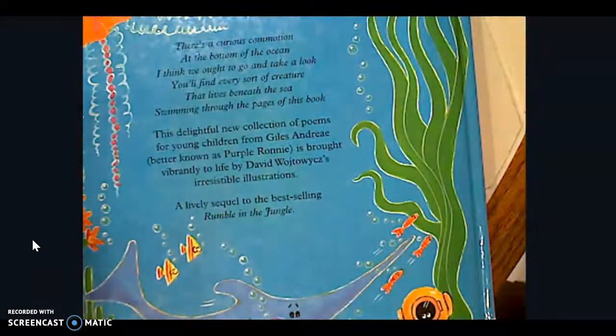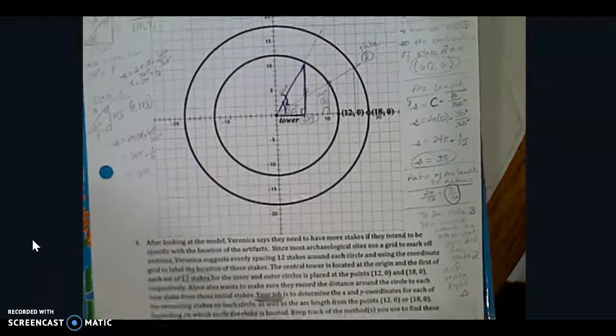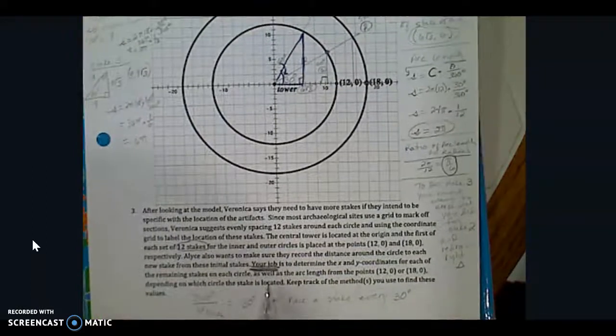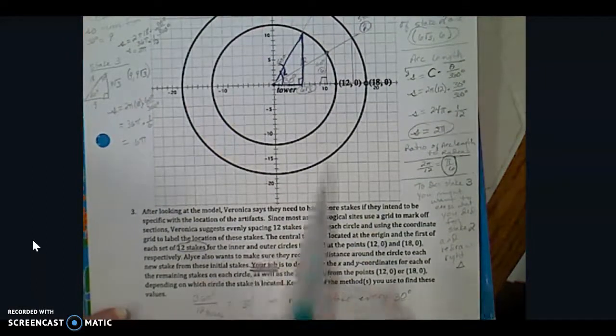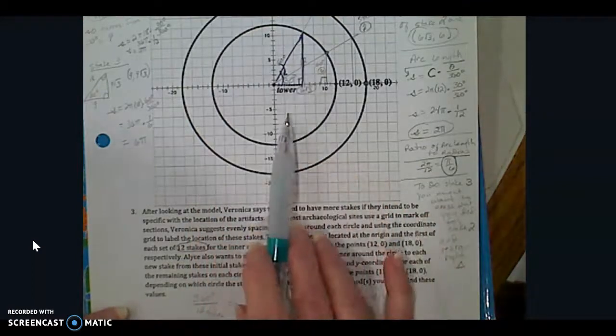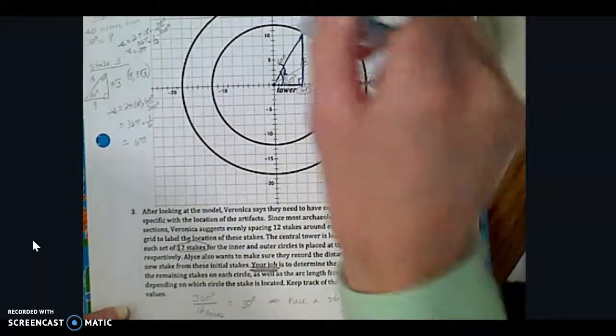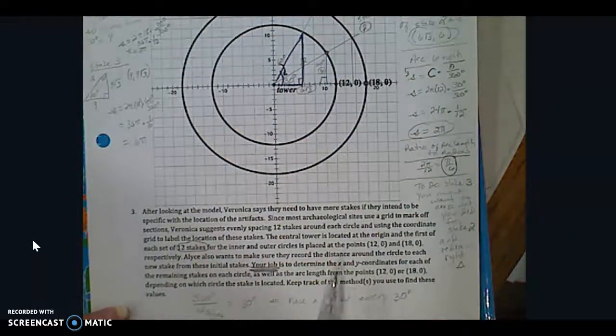Okay, so the next part of this task that I want to show you has to do with this circle. This problem here is going to describe, you can read through it. But basically what it's saying is, let's take this inner circle first. And what they want to do with this inner circle is they want to place 12 stakes. They want to mark 12 points around that circle.